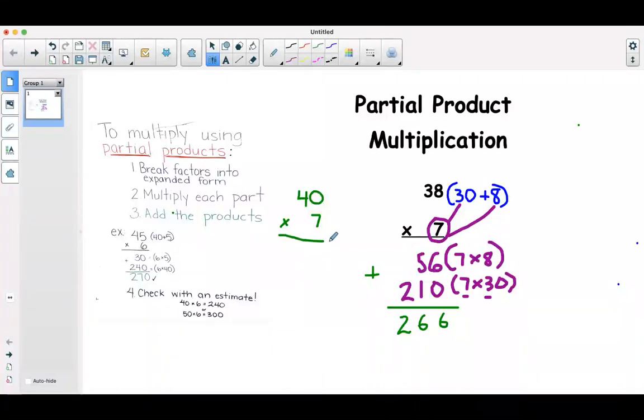And if I do 40 times 7, which I can do really quickly because I'm going to take that base fact again. It's a multiple of 10. 7 times 4 is 28 with the 0 on the end. And is my answer close to my estimate? Yes, it is. That means I give it a check. And 266 is the product of 38 times 7.